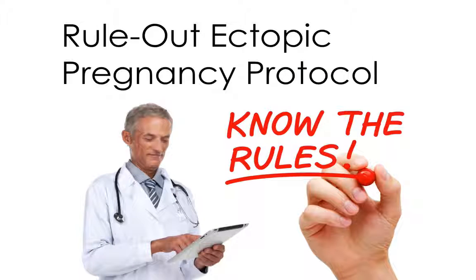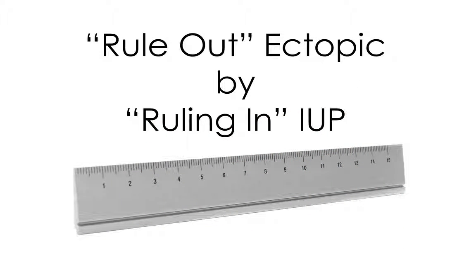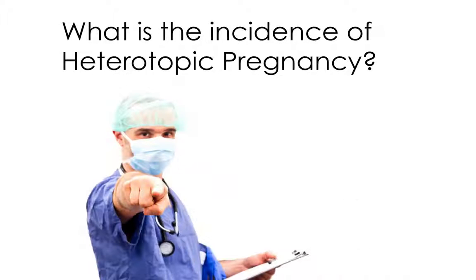With this information, we can utilize a rule out ectopic pregnancy protocol. The management strategy is to rule out ectopic by ruling in intrauterine pregnancy. Using this strategy, we will be able to quickly rule out ectopic pregnancy in 2/3 of the cases that present to the emergency department. An important consideration when using this protocol is the risk of heterotopic pregnancy.